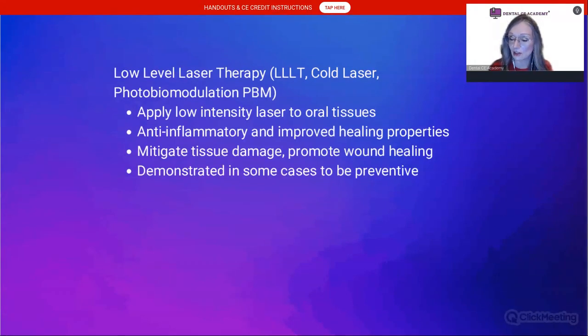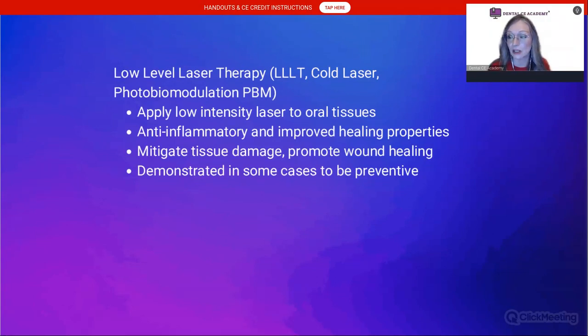Ruth said she did the class with Dr. Namath. Great. So what you're doing is applying low-intensity laser, or in this case LED wavelength, to the oral tissues. And some of these are like handheld flashlights. And this can treat the inflammation. It improves the healing properties, mitigates tissue damage, promotes wound healing, and has been demonstrated in some cases to be preventive.